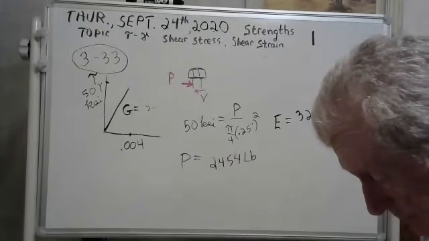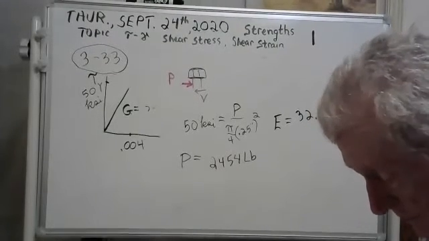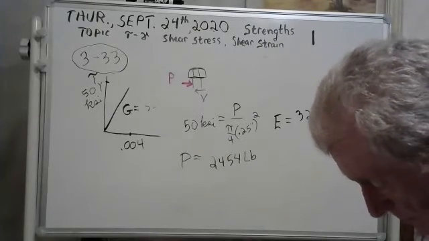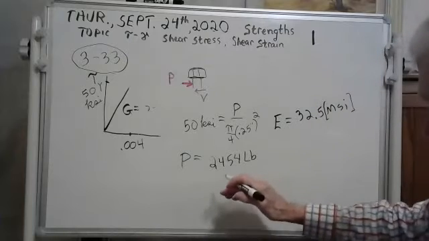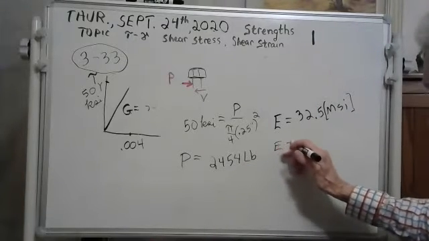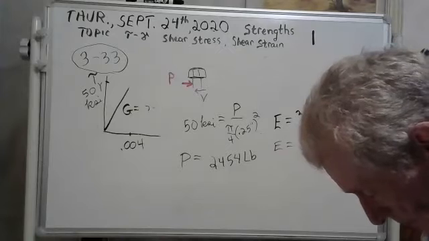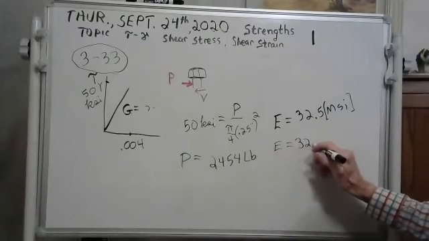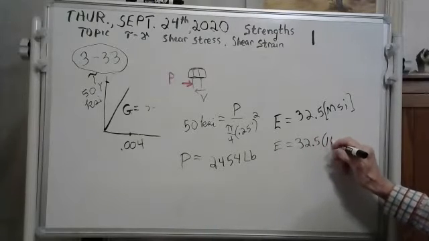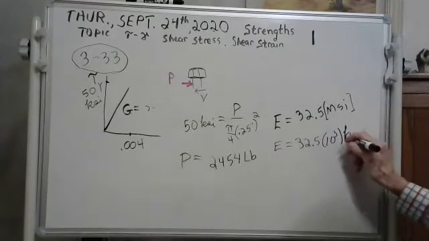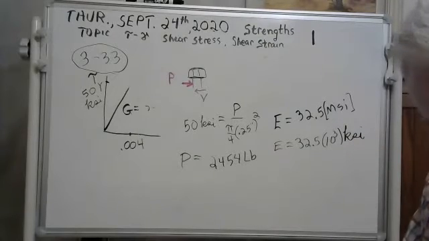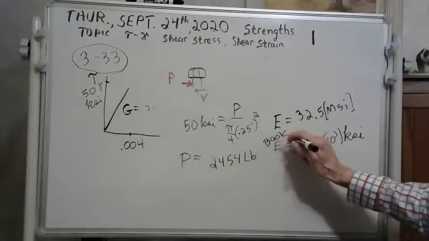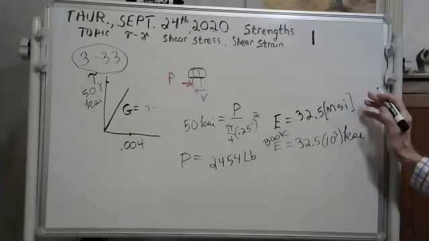They said in the answer book that E is equal to 32.5. This is how they write it. That's what the book says for the answer. This is your book's answer. Hey, that's the same thing we got.